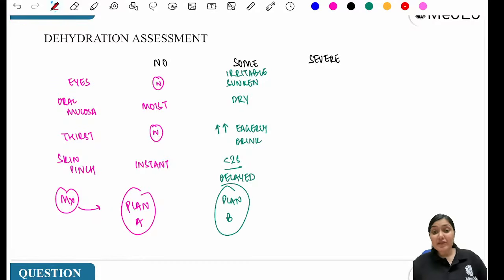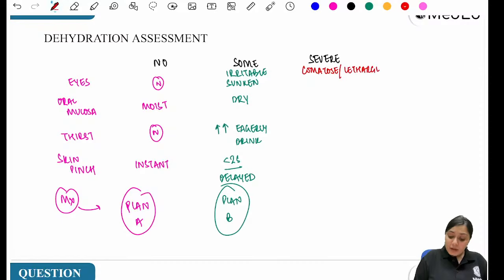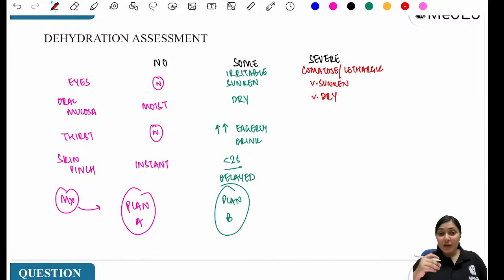Then lastly, we have severe dehydration. Now the child has severe degree of dehydration. So the child will be very comatose, lethargic. Eyes will look very sunken. Oral mucosa will be very dry. Because the child is now comatose, lethargic, would the child be able to drink water? No. Thirst would be lost. Skin pinch very delayed, more than 2 seconds.